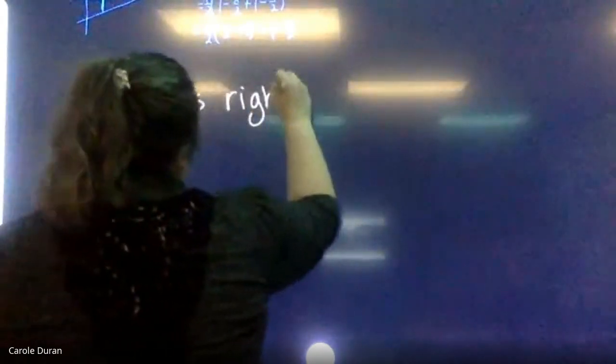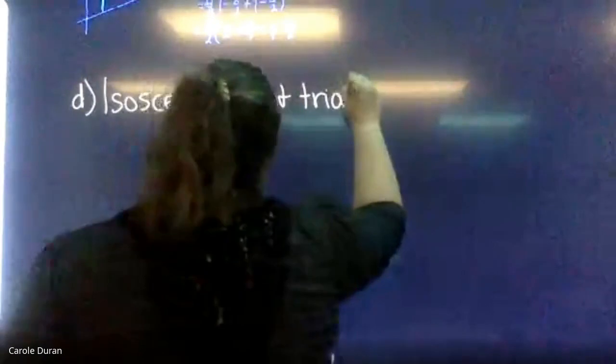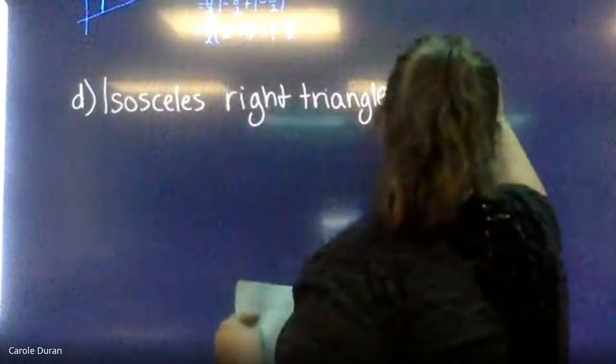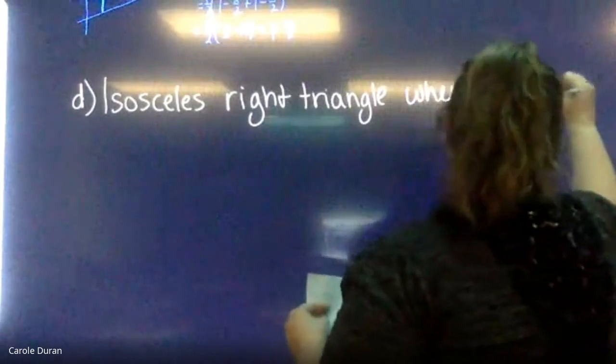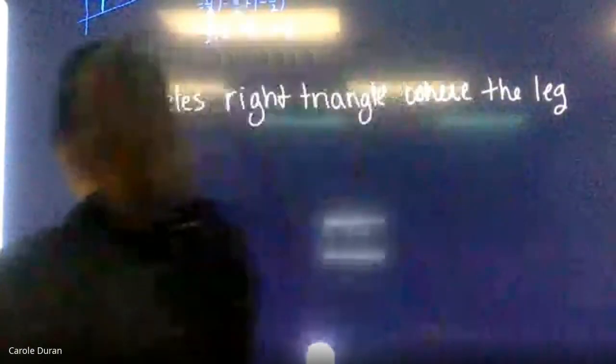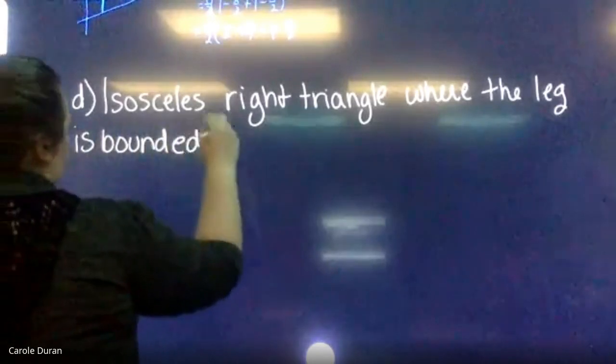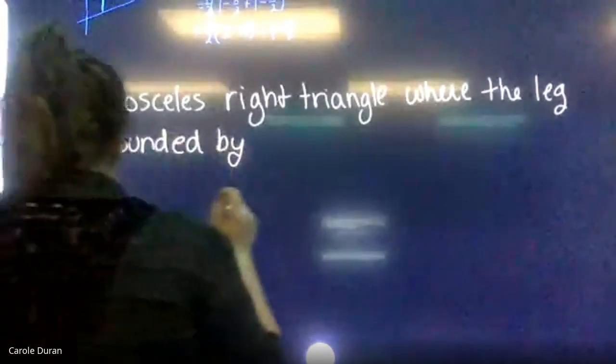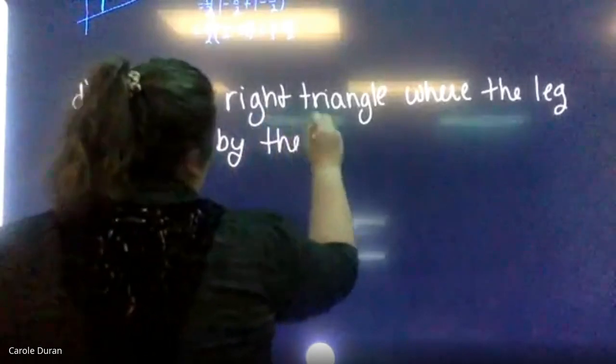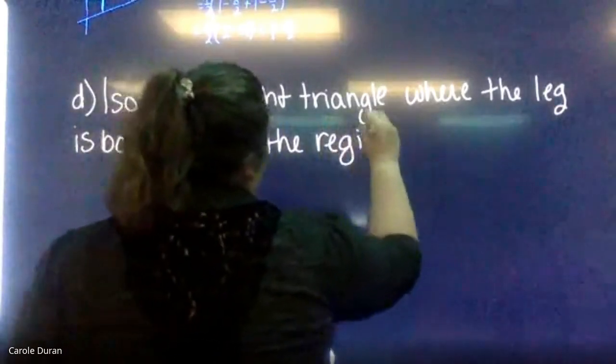So this one, its cross section is going to be an isosceles right triangle, where the leg is bounded by the region and perpendicular to the x-axis.